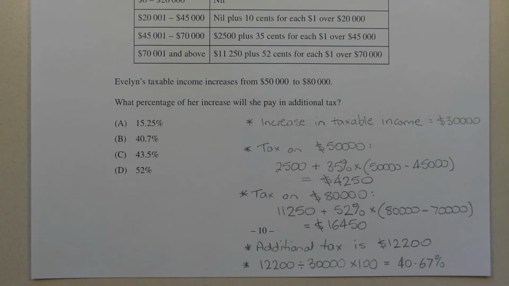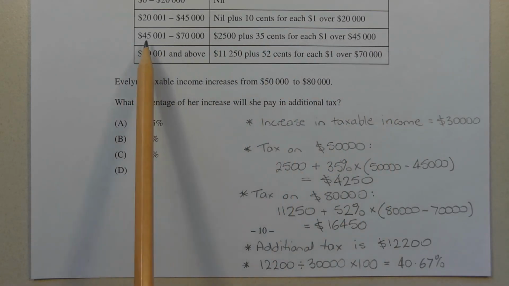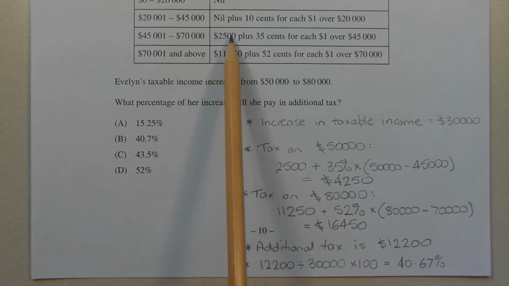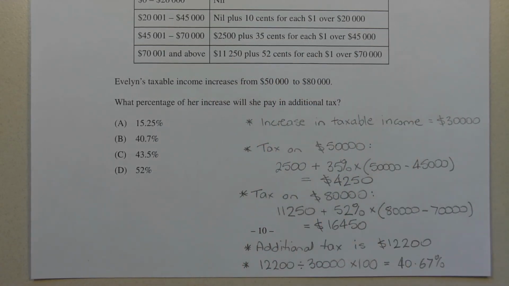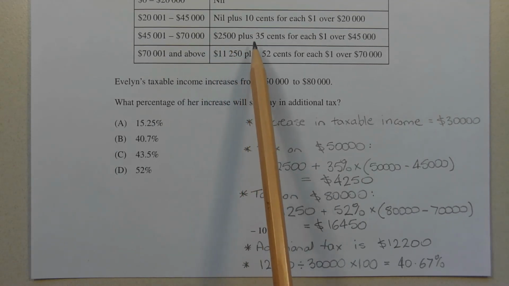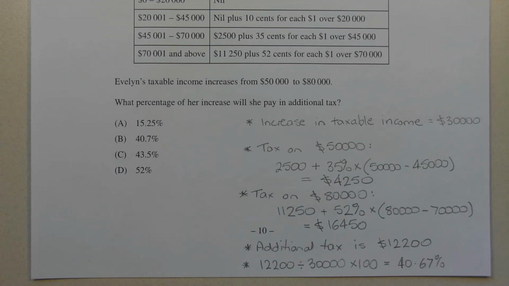The next thing we need to work out is the tax on her original taxable income of $50,000. So referring to this row of the tax table, from $45,001 to $70,000, we follow the instructions in the second column. So the tax paid is $2,500 plus 35 cents for each dollar over $45,000. And we interpret 35 cents for each dollar as 35%.